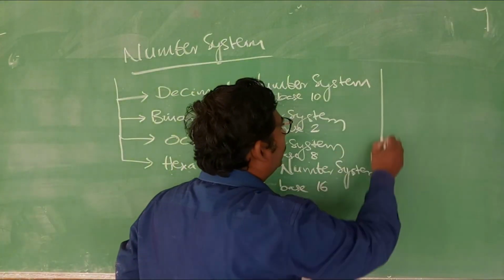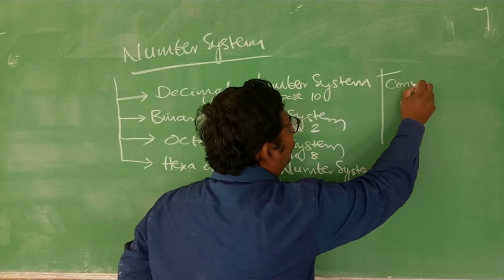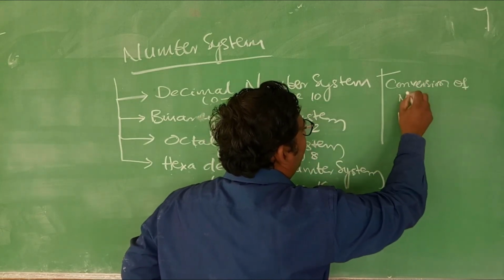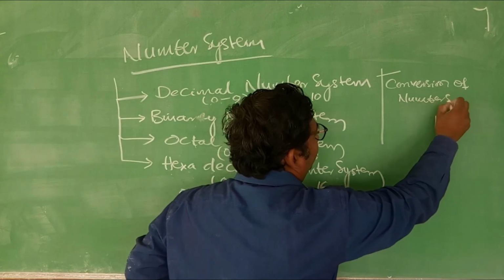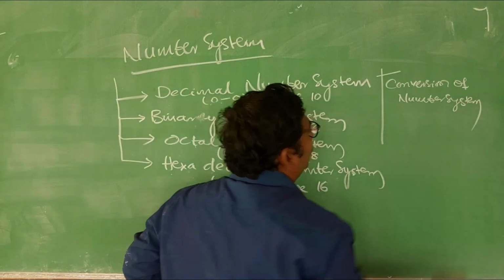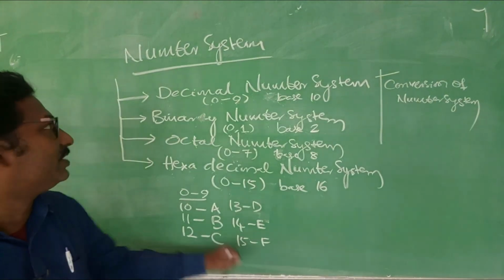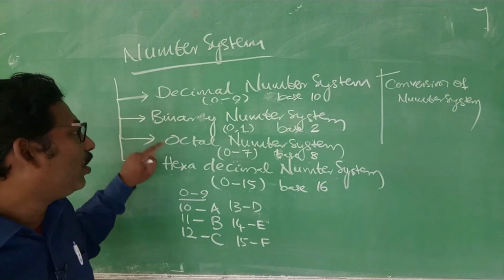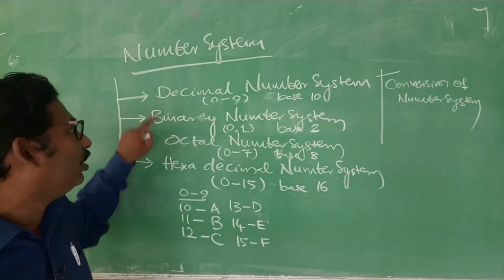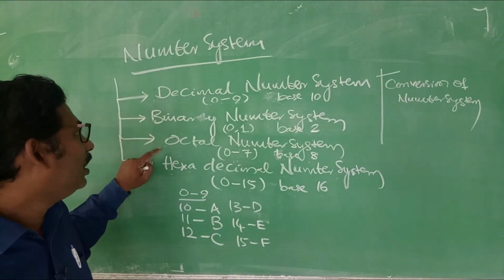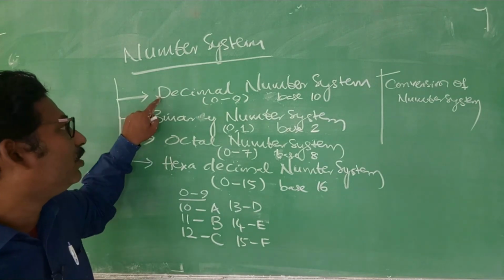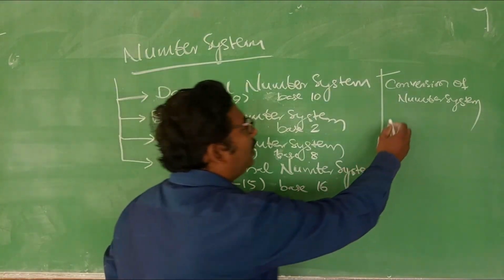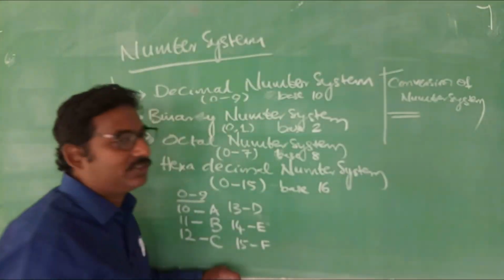Now, what will we do here? Conversion of number systems. That means decimal to binary and binary to decimal, binary to octal, decimal to octal, octal to binary, decimal to hexadecimal, hexadecimal to decimal, and all the conversions we will see in conversion of number systems.